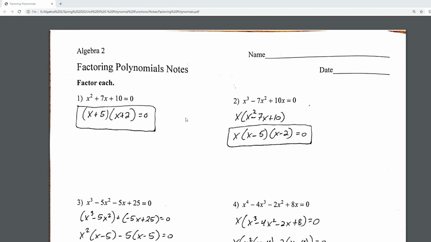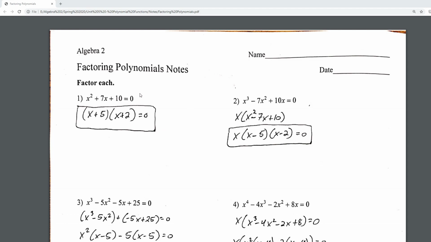For 1 and 2, these are pretty basic factoring problems that you did before. Number 1 is just factoring a regular quadratic, x squared plus 7x plus 10. That's pretty standard. We just want to find two numbers that multiply to your c term and add to give you your b term. Two numbers that multiply to 10 and add to 7 are 5 and 2. Once we know 5 and 2 are the two magic numbers, we can rewrite it as x plus 5 times x plus 2.